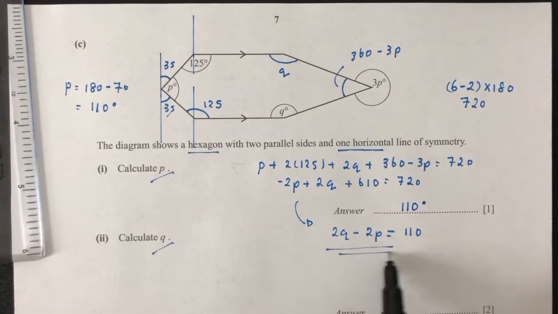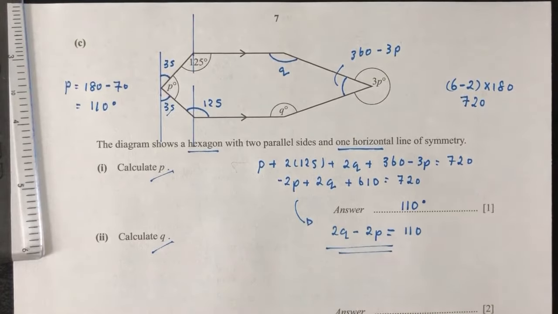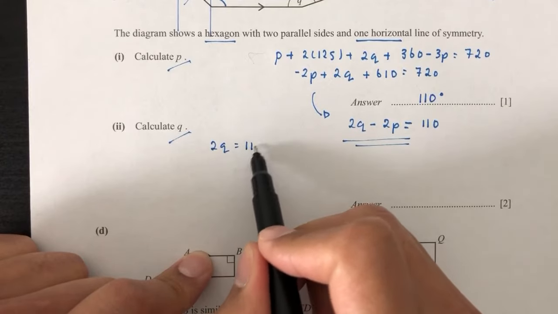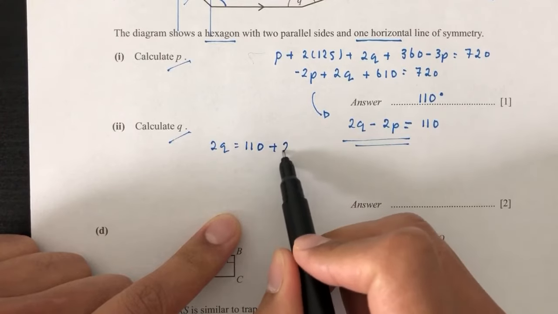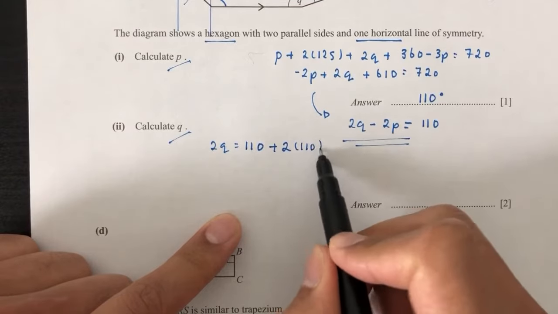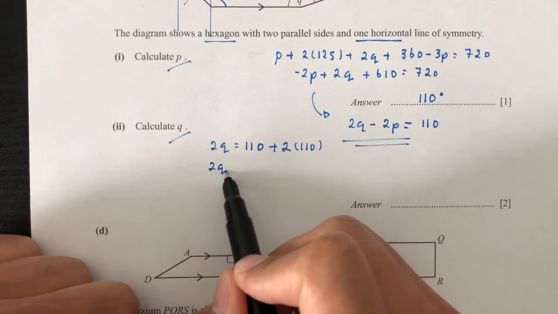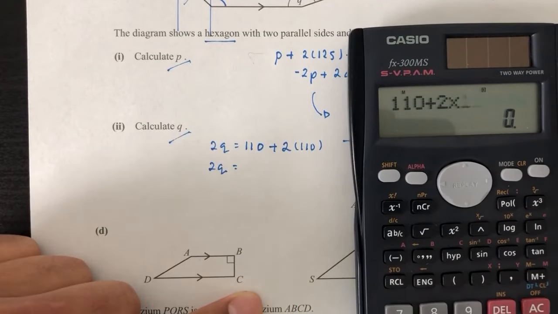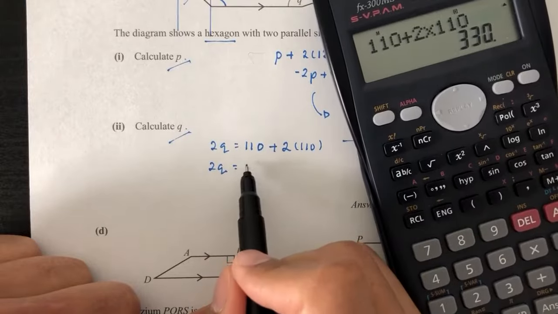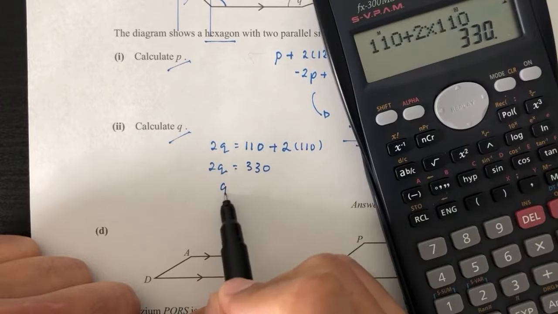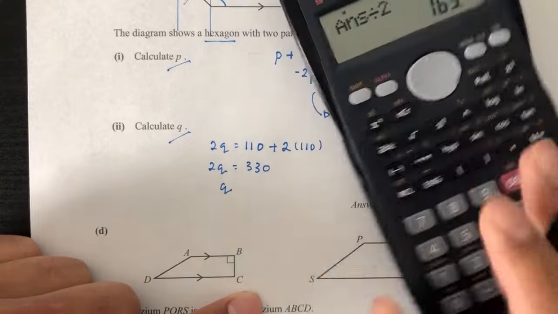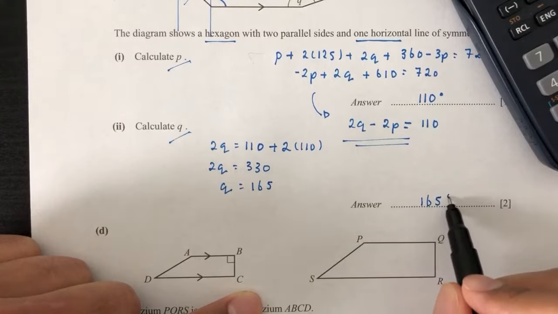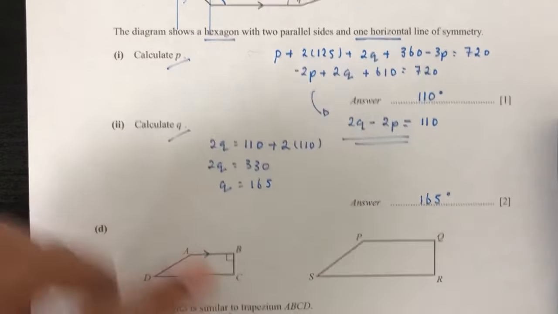So now we have to use this formula to find the value of Q. So pretty easy. So let's replace. So 2Q is equal to 110 plus 2 times P. So 2Q is equal to what? So 110 plus 2 times 110, 330. So Q is 330 divided by 2. That should be 165 for the value of Q. Okay, that is part C.